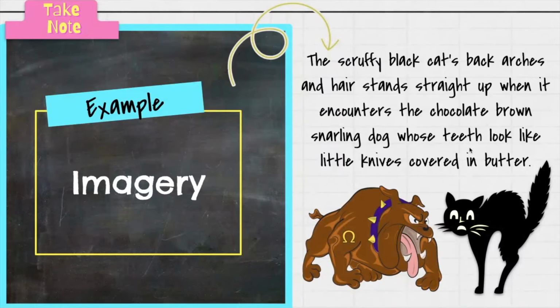There's also a simile in here. Bonus points if you can find it. If you said snarling dog whose teeth look like little knives covered in butter, then you're right. That is our simile. We're comparing the teeth to knives covered in butter. Can't you see that in your head? That's the purpose of figurative language. It makes it so you can create these awesome images in your head as a reader.